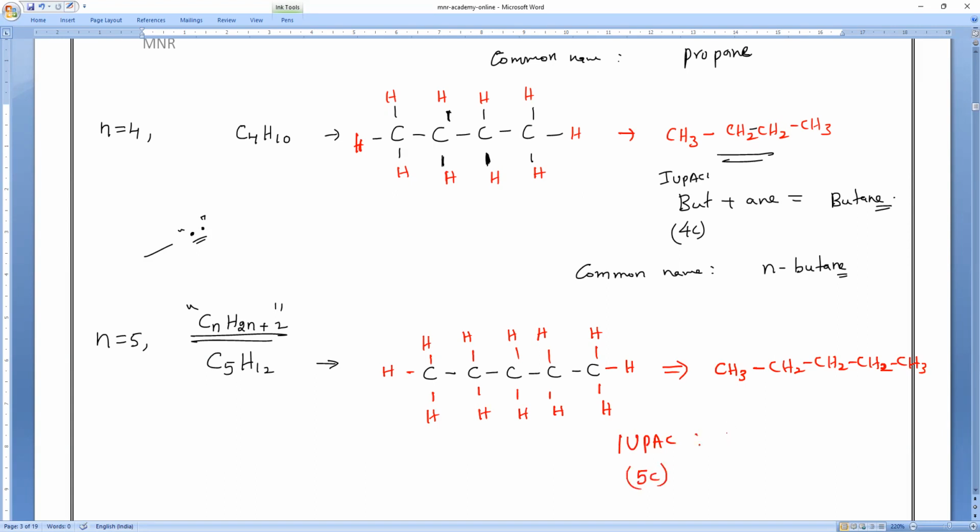5 carbons means what is the word root? Anybody? Pent. Plus, all are single bonds. Single bond means what is the suffix? Ane only. So pentane, that is what you have to remember. Okay, guys, everybody. What is the word root, Hari? Pent, P-E-N-T, I think. Am I right? Yes. So pentane is the name of it.